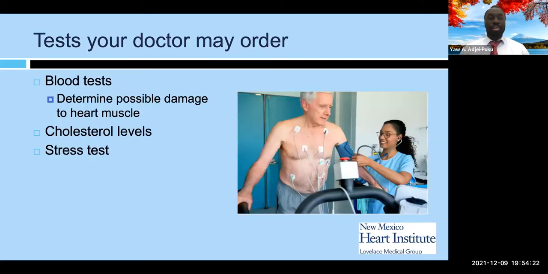When we're looking for patients that have heart disease, there are some blood tests that cardiologists such as myself may order. These blood tests can sometimes determine if there's possible damage to the heart muscle itself. If you go to the emergency department with symptoms of chest discomfort or jaw pain, they may also run these tests. These tests indicate if there's potential damage to the heart muscle and if further testing needs to be performed.